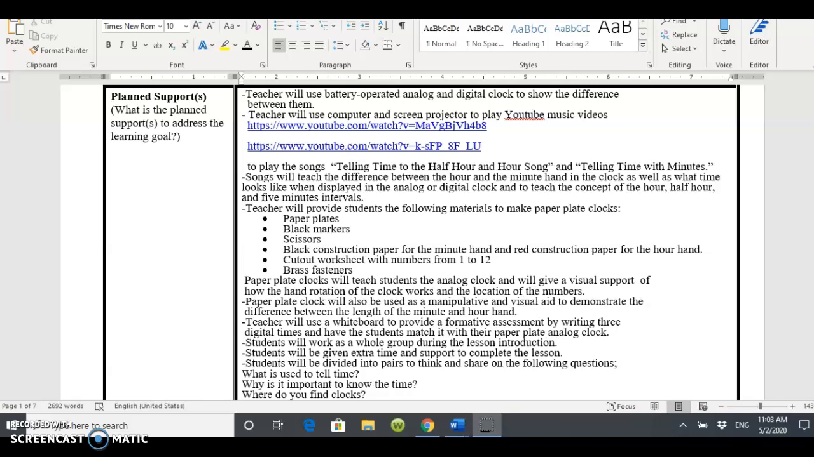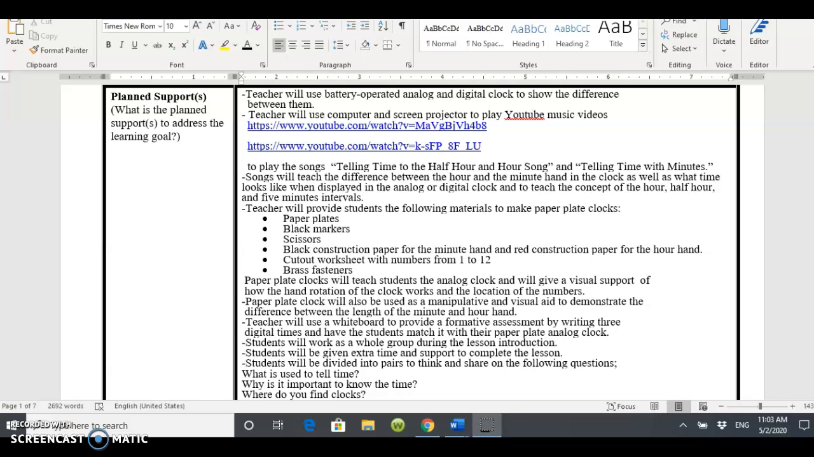Paper plate clocks will also be used as a manipulative and visual aid to demonstrate the difference between the length of the minute and hour hand. Teacher will use a whiteboard to provide a formative assessment by writing 3 digital times and have the students match it with their paper plate analog clock.